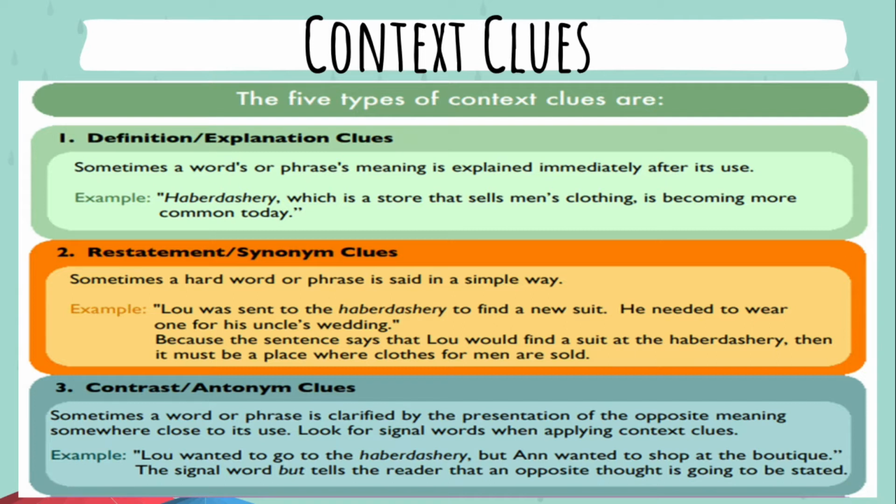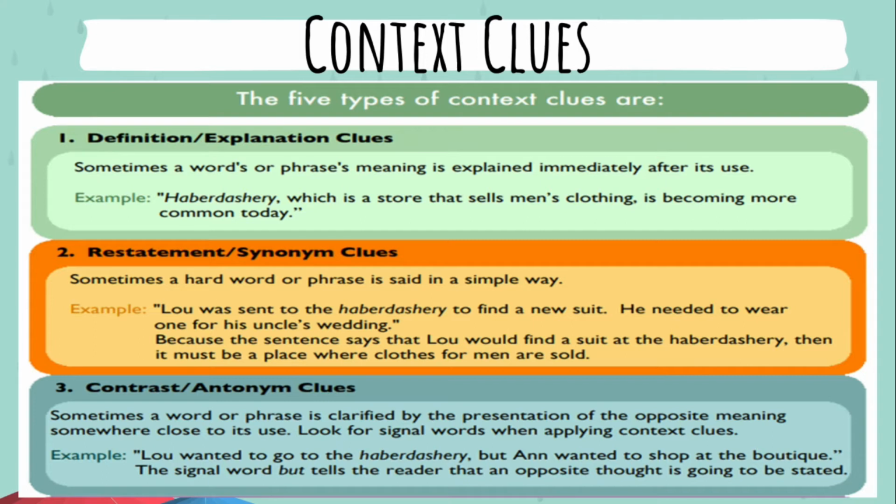Number 2, restatement or synonym clues. Sometimes a hard word or phrase is said in a simple way. For example, Lou was sent to the haberdashery to find a new suit. He needed to wear one for his uncle's wedding. Because the sentence says that Lou would find a suit at the haberdashery, it must be a place where clothes for men are sold.